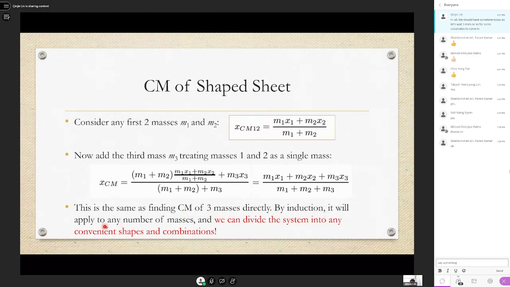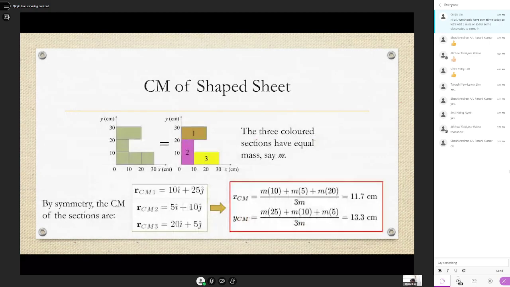By induction, you can apply this to any number of masses, and we can divide the system into any convenient shape combinations. So this is how we find the center of mass for shapes. Just for example, we use this one. The 3 colored sections have equal mass, say M. So let's say they all have equal mass.